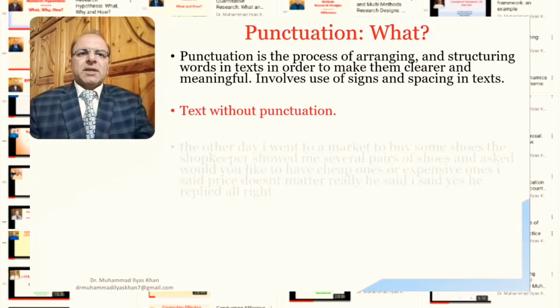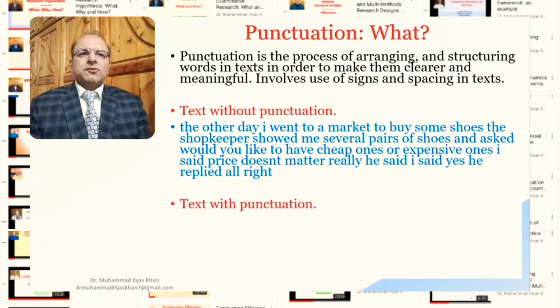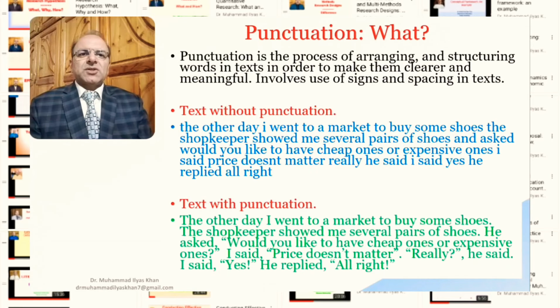As I said in the beginning, punctuation is the process of arranging, structuring words in texts in order to make the texts clearer and meaningful. This process generally involves the use of signs and spacing in texts. Now, here are two examples of texts. One is text without punctuation and the other one is text with punctuation.